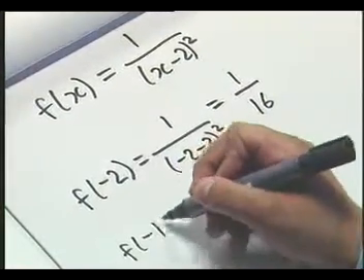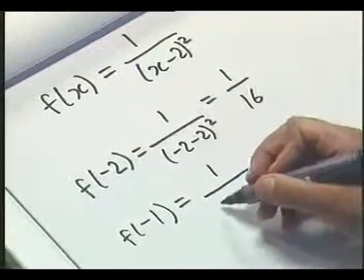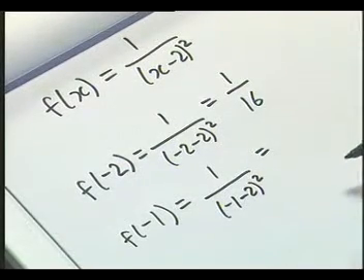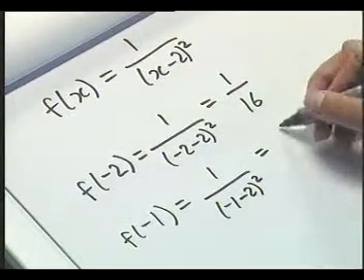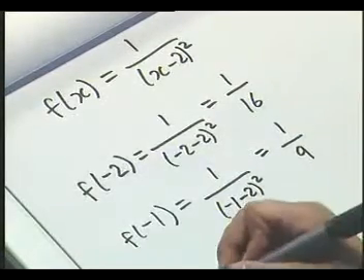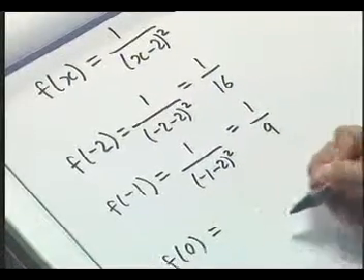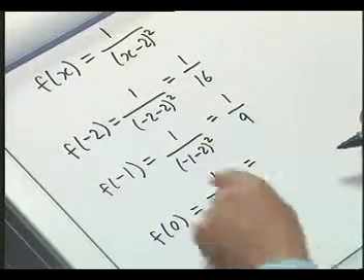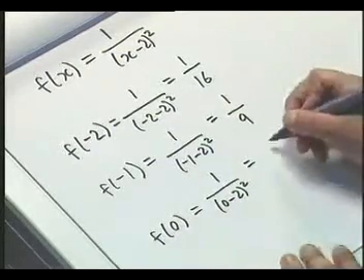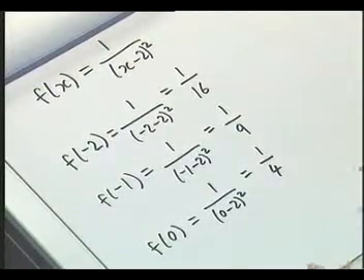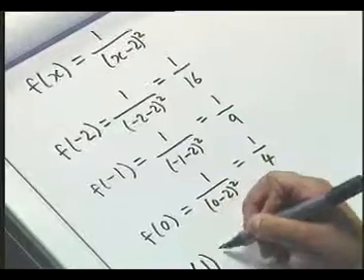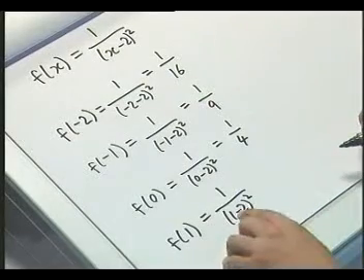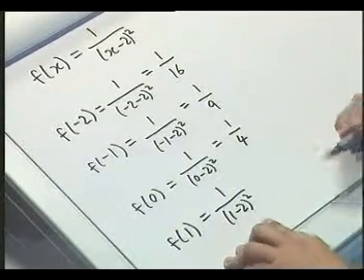f of minus 1 will give us 1 over minus 1 minus 2 all squared, which gives us 1 over minus 3 squared, which is 1 over 9. Now f of 0 will give us 1 over 0 minus 2 all squared, which is 1 over minus 2 squared, which works out as 1/4. And f of 1 will give us 1 over 1 minus 2 squared, which is just 1 over minus 1 squared, which gives us just 1.